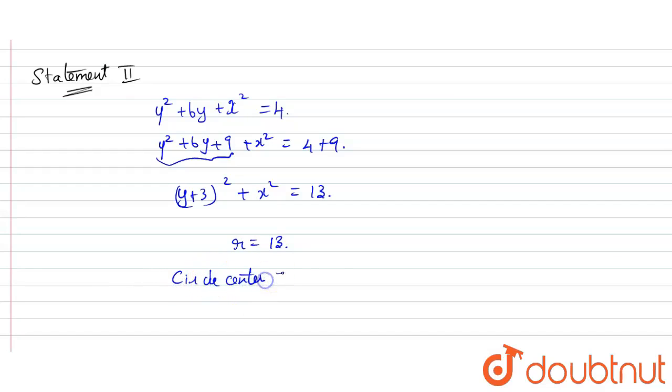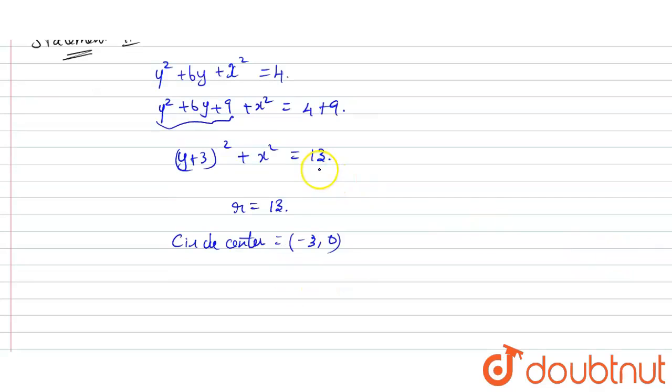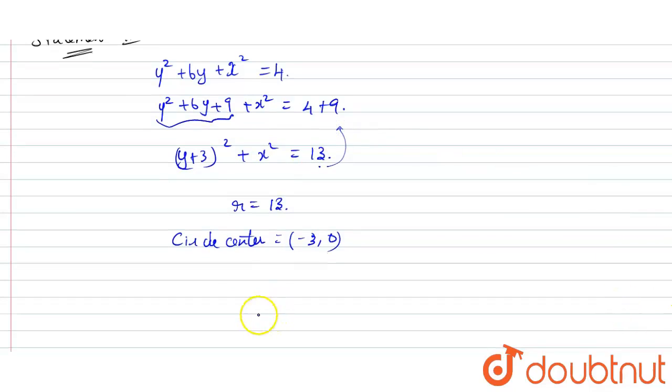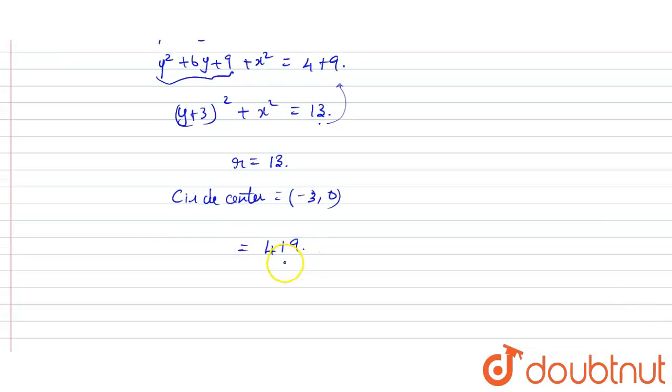The center equals minus 3 comma 0. Okay, so here this 13 I'm going to write in this format, 4 plus 9. So here this value equals 2 square plus 3 square, right? 2 square plus 3 square, I'm going to type this.